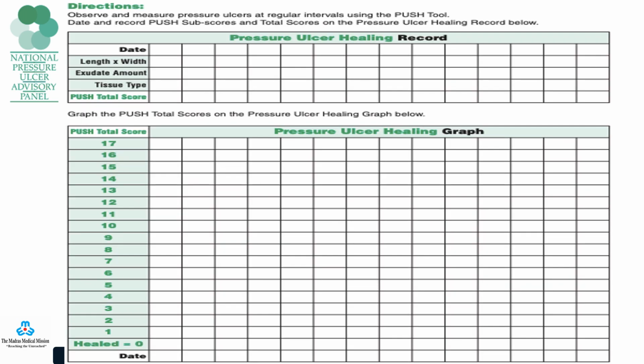Whenever a patient has a pressure injury, during every shift the nurse has to identify the length into width, the exudate amount and the tissue type, and document it. They have to write the PUSH total score every shift, and put the date and signature. This PUSH tool was made by the National Pressure Ulcer Advisory Panel to identify how far the pressure injury has healed.